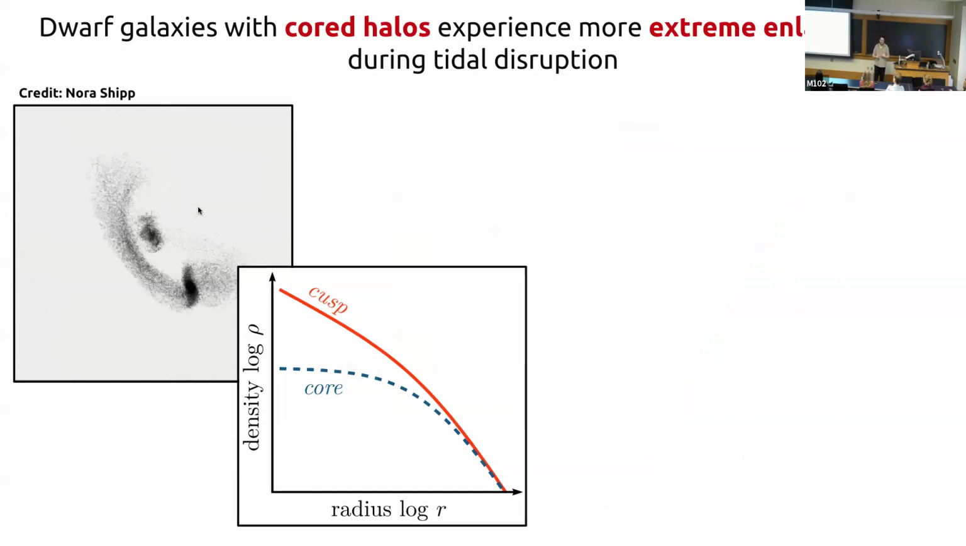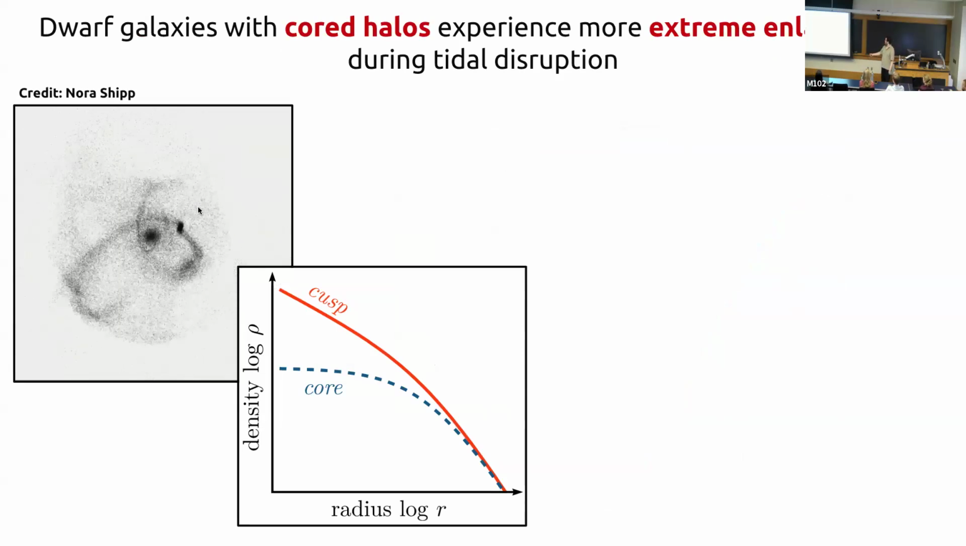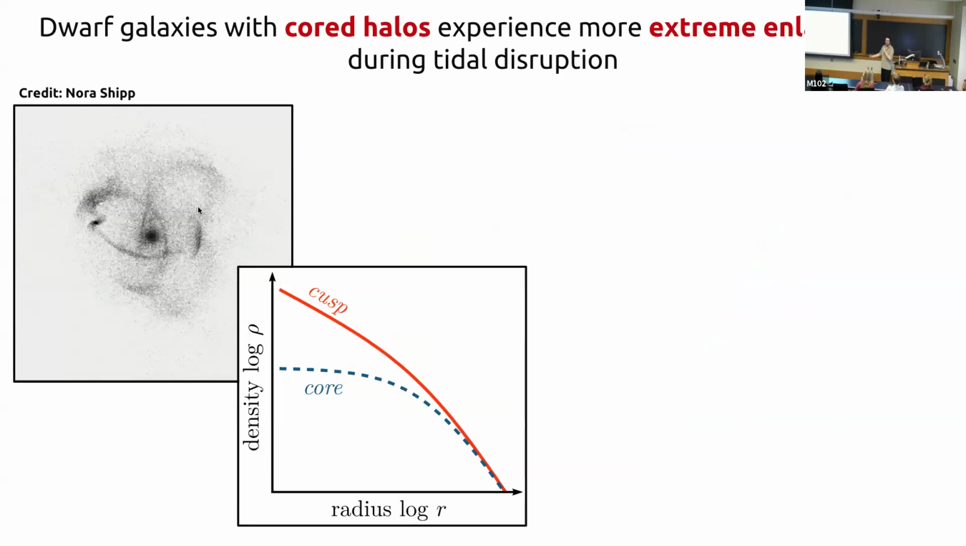Instead of just having a cuspy Navarro-Frenk-White density profile, which would be the red line, in this figure with log density on the vertical axis and log radius on the horizontal axis. If you just make a dark matter only simulation, what you get out of lambda CDM is the red line. So this is what we call the cuspy halo or the Navarro-Frenk-White profile.